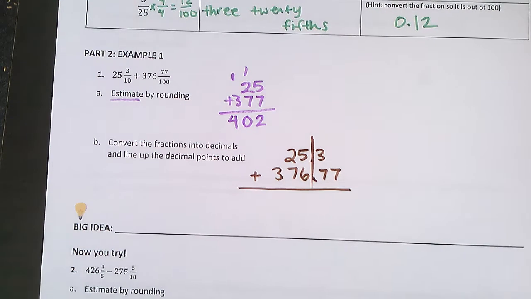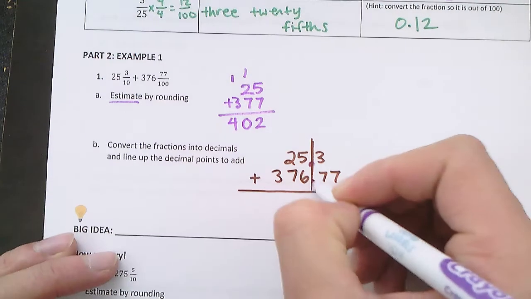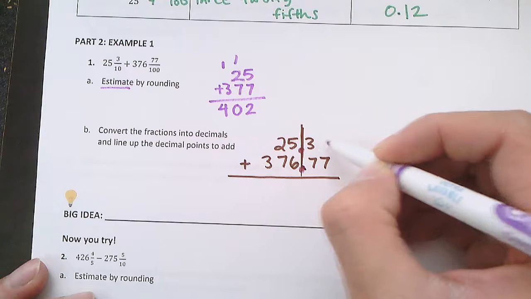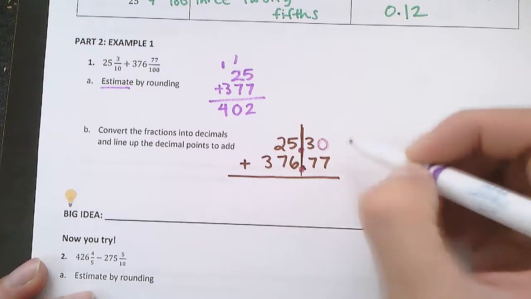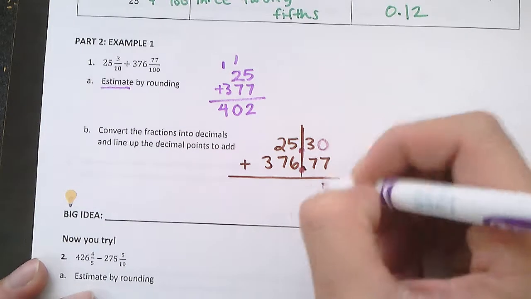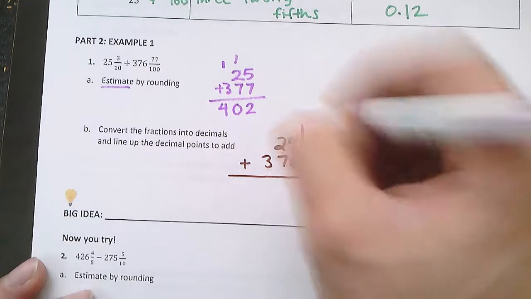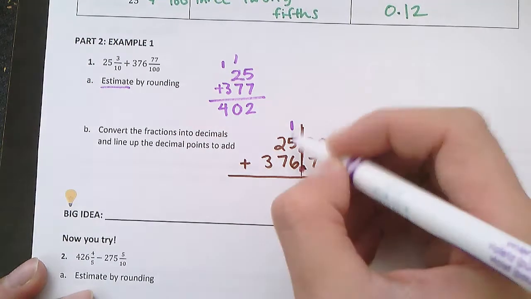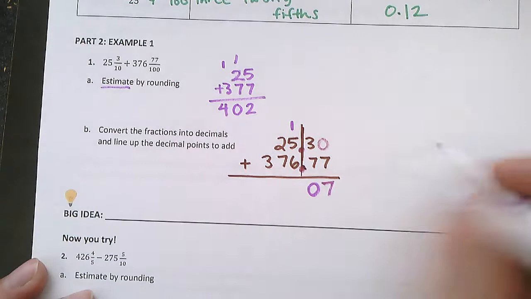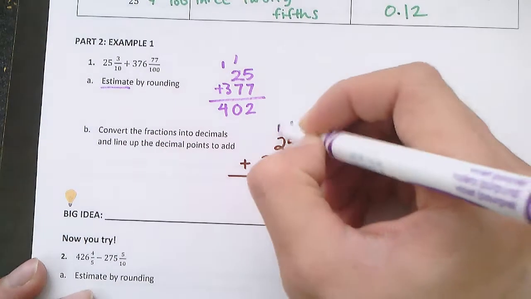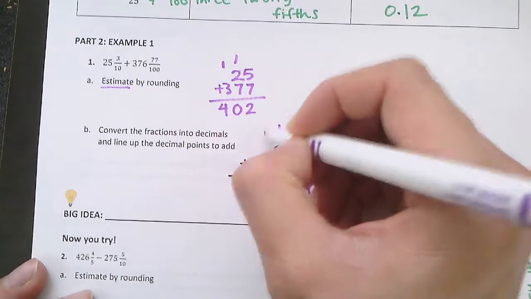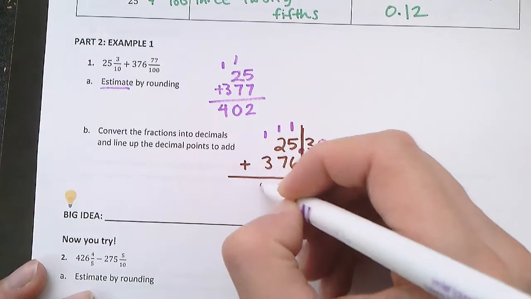Now that our decimals are lined up, we can add it like we normally would. There's nothing here, so you could just add a 0 if you wanted to. 0 plus 7 is 7. 3 plus 7 is 10, so that's 0 here, carry the 1. 6 plus 5 is 11, plus 1 is 12. Carry the 1. 7 plus 2 is 9, plus 1 is 10. 0, carry the 1 over. 3 plus 1 is 4.